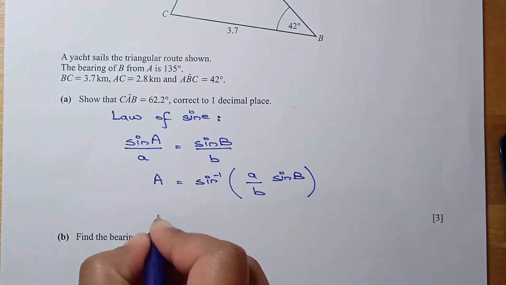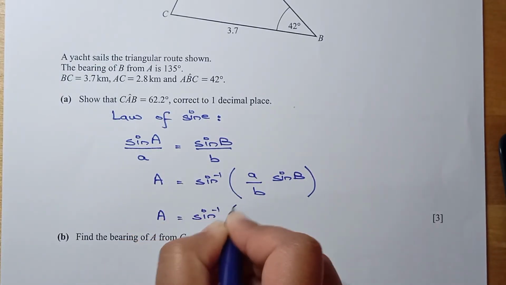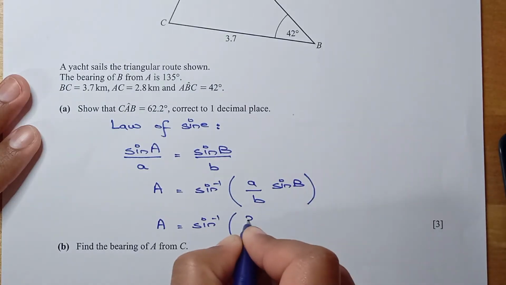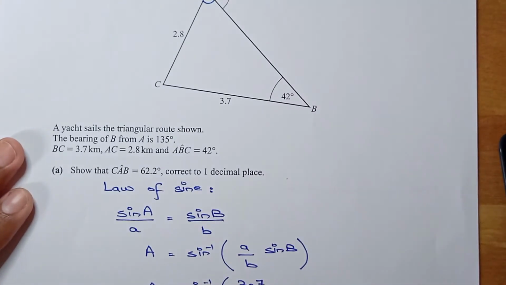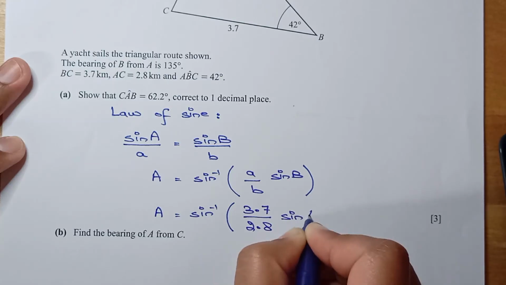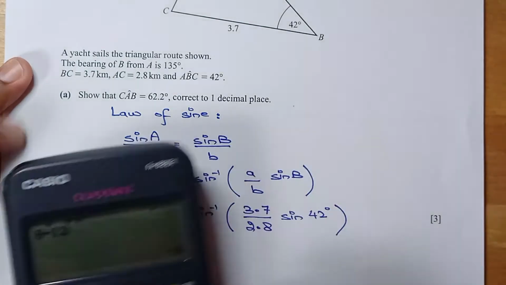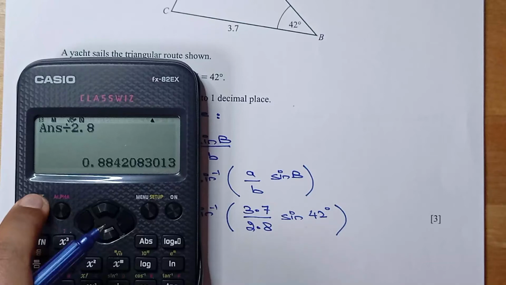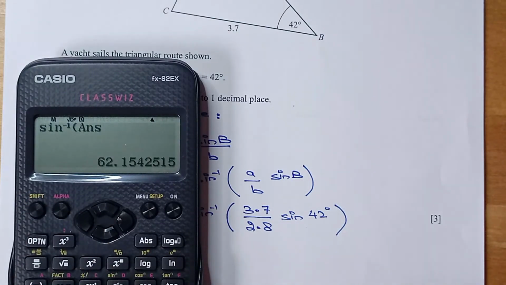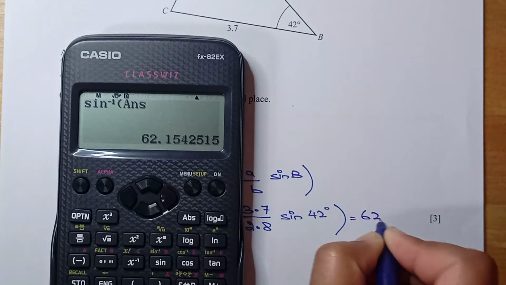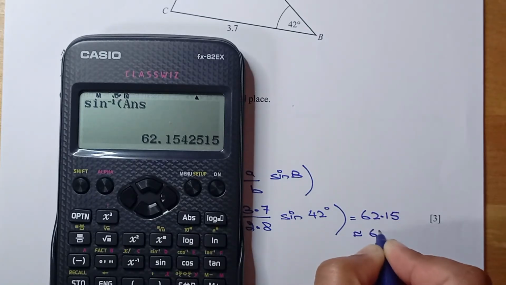Now let me put the values. So the angle A is equal to sine inverse of side a, which is 3.7, over side b, which is 2.8, and angle B is 42 degrees. Yes, so let me do it. Sine 42 times 3.7 divided by 2.8 and doing sine inverse: 62.15, and correct to 1 decimal place, 62.2.